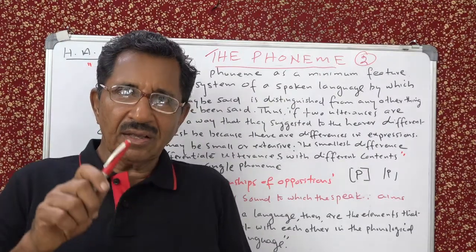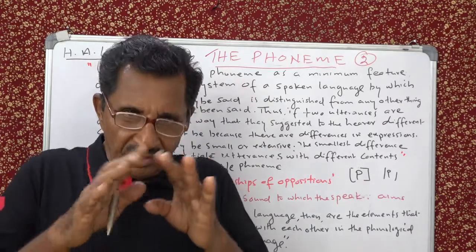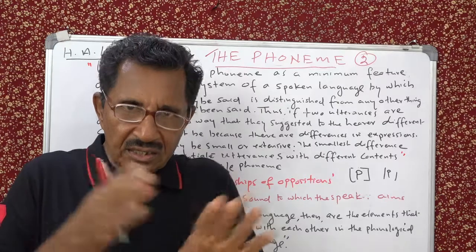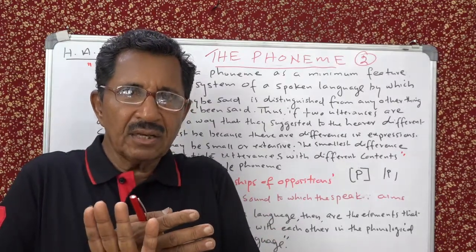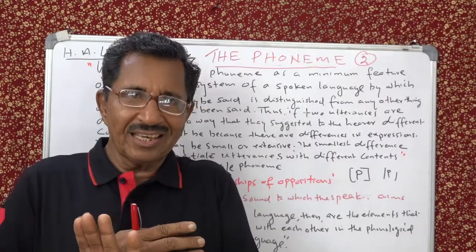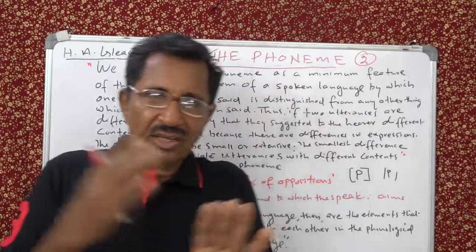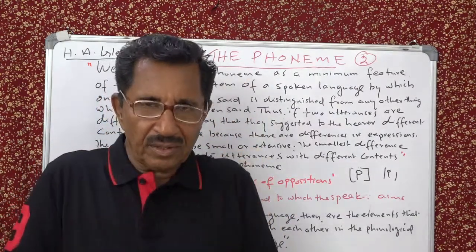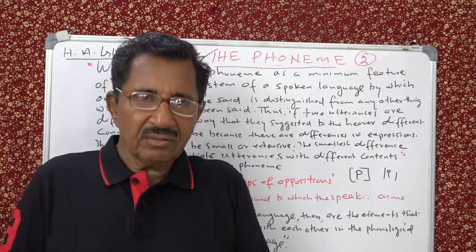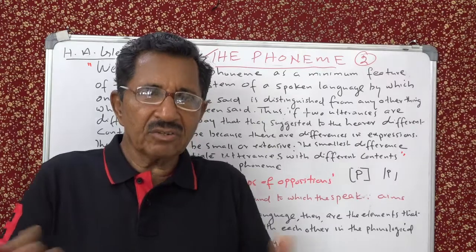It has a function. The function is to show difference between utterances. The phonemes stand in contrastive relationship, which means no single phoneme is identical with the other. That is the meaning. So they are contrastive. They belong to a particular language, so we say they are language specific. They are contrastive. They show difference. They are minimal. Their function is to show difference.